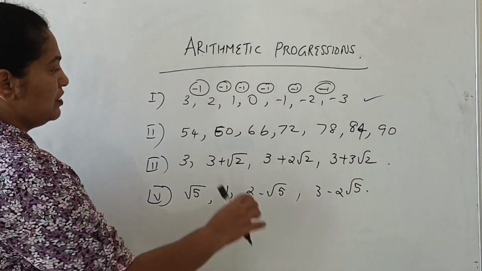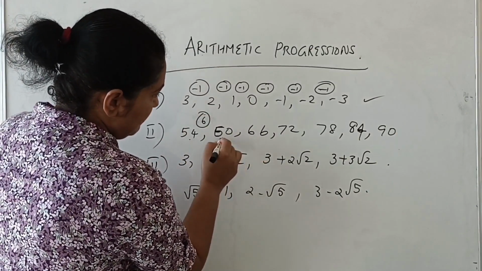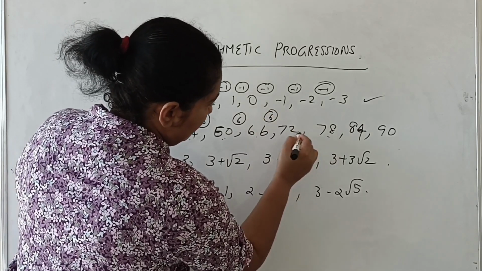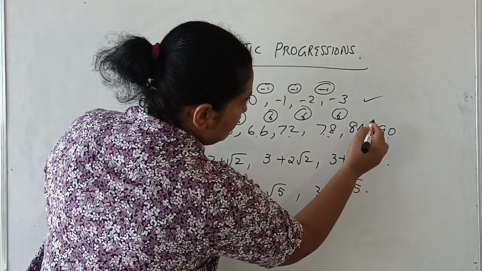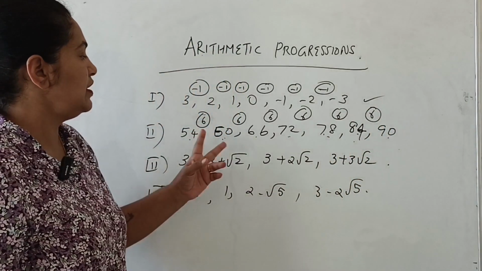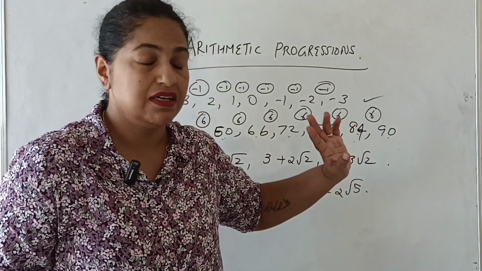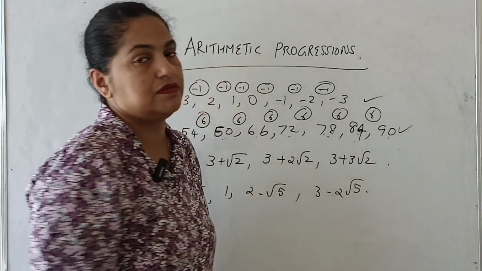Let us look at the second one. 60 minus 54. 66 minus 60. 72 minus 66. 78 minus 72. 84 minus 78 and 90 minus 84. So in this case, the difference between the successive terms is a plus 6, constant in all the cases. So this is also an arithmetic progression.